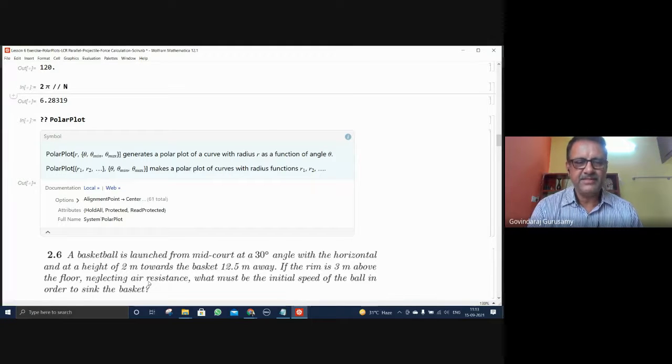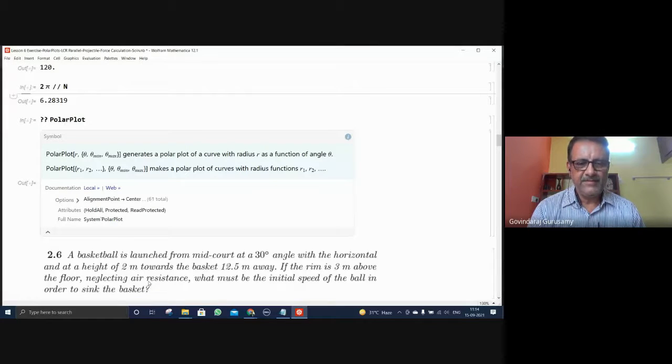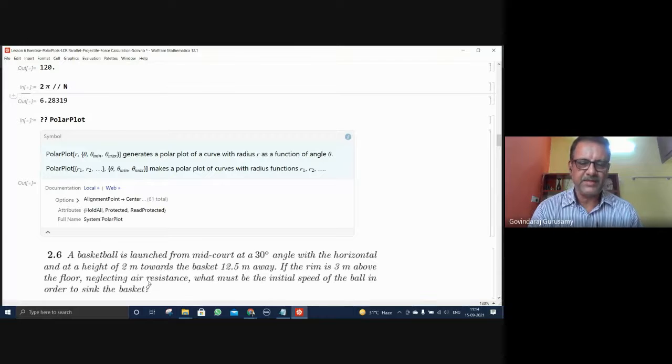So how do you approach this? Some idea you have? It's a projectile motion, but you have to think a little more carefully about the problem. The equations which you have seen are the same, horizontal and vertical motions. The only thing is that the inputs should be put in properly by understanding the issue.